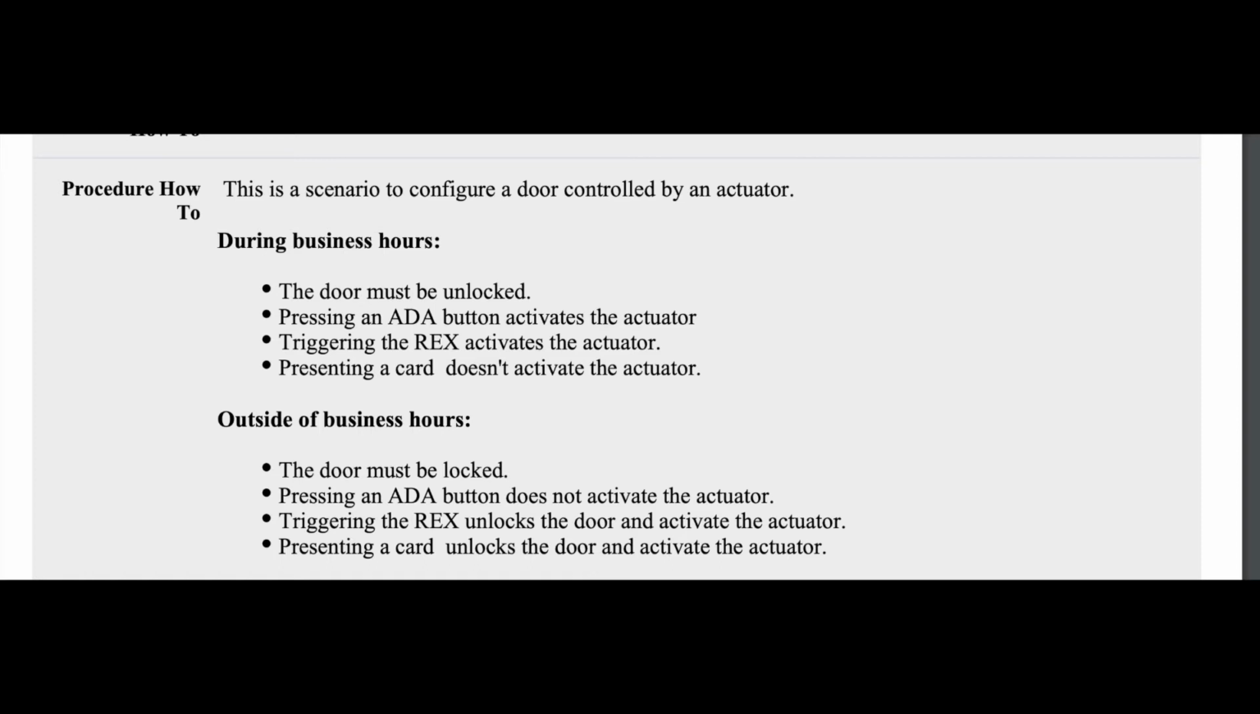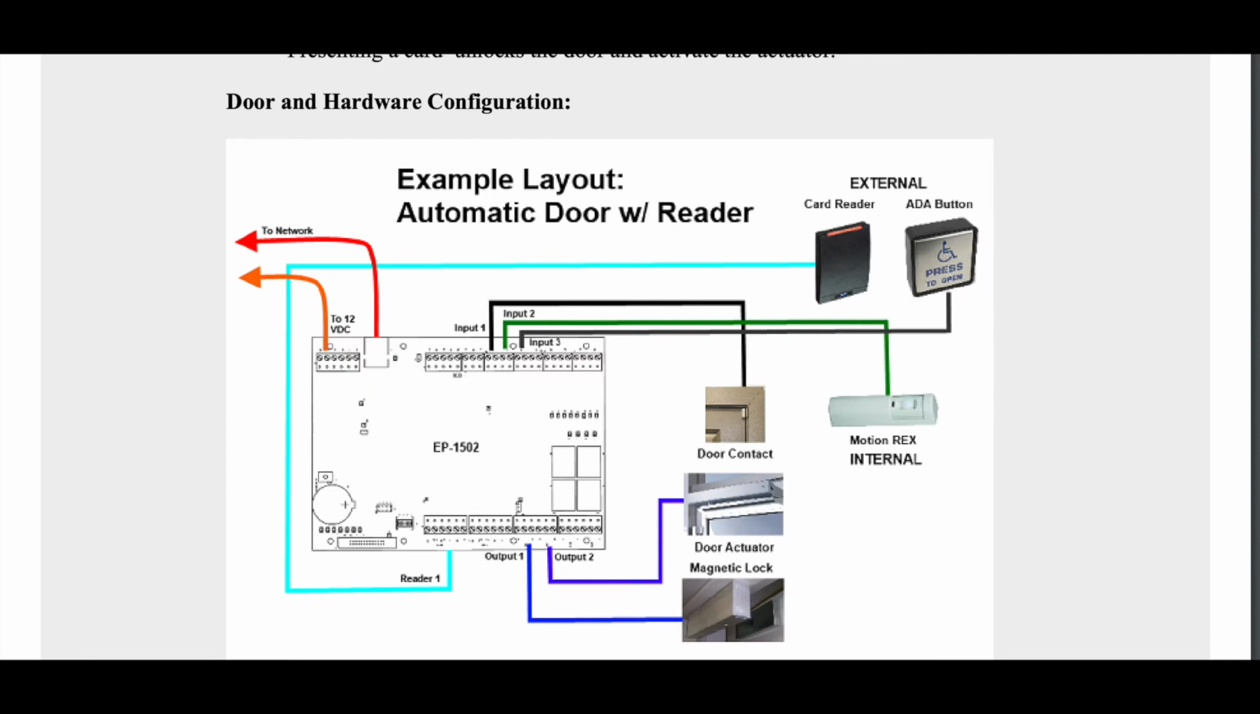Pressing the ADA button will activate the actuator. Triggering the Rex will activate the actuator, and presenting a card doesn't activate the actuator. So outside of business hours, the door must be locked. Pressing an ADA button does not activate the actuator. Triggering a Rex unlocks the door and activates the actuator, and presenting a card unlocks the door and activates the actuator.